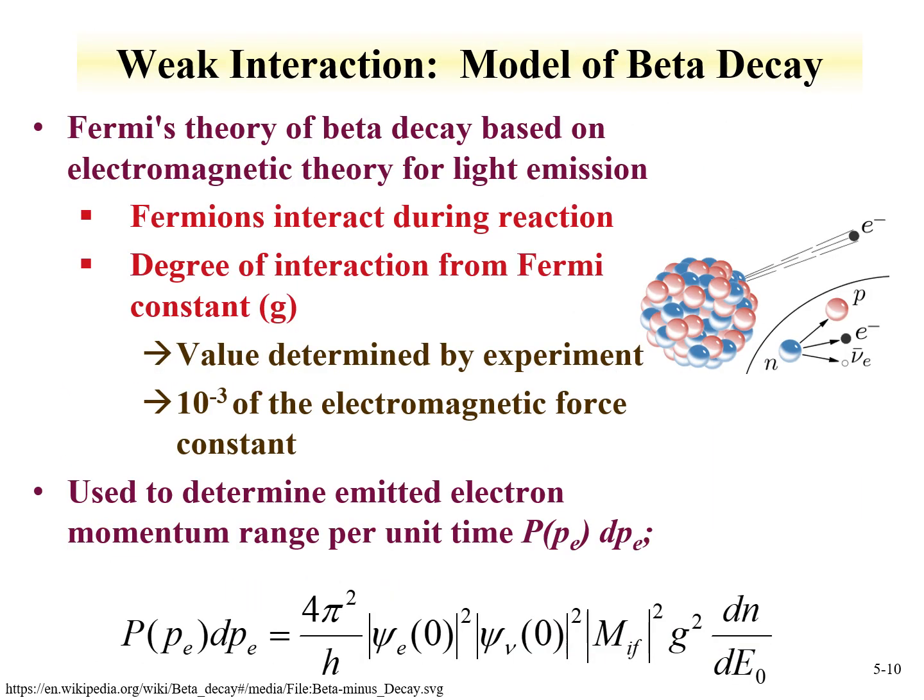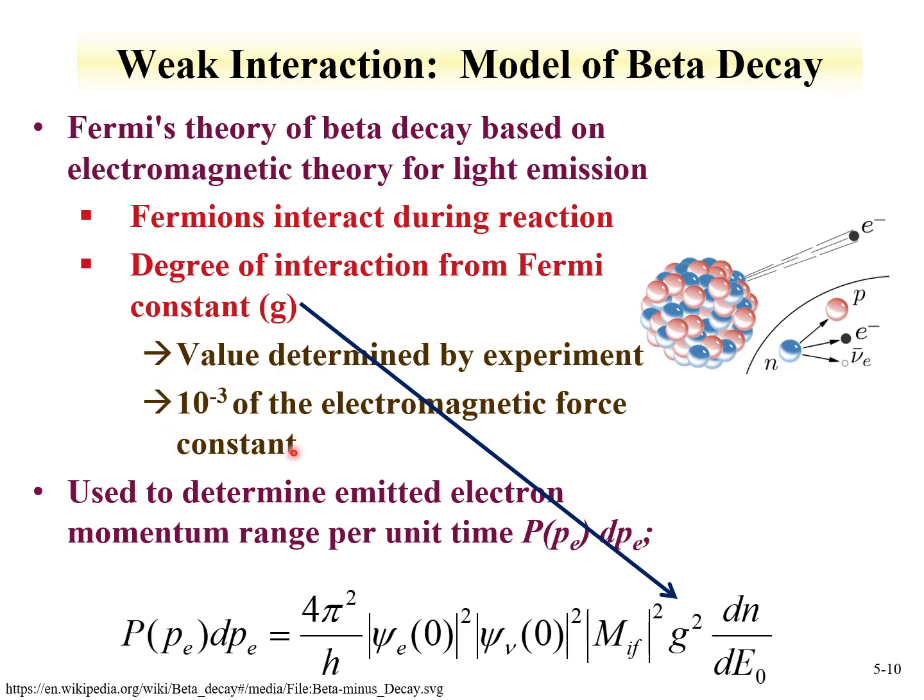Beta decay can be modeled based upon the weak force. This weak interaction is what Fermi used, and he based it upon the electromagnetic theory for light emission. Fundamentally, you have fermions interacting during the reaction. An example is shown here, a neutron going to a proton, electron, and antineutrino. And this degree of interaction can be evaluated by something called the Fermi constant. This Fermi constant, G, is determined by experiment.